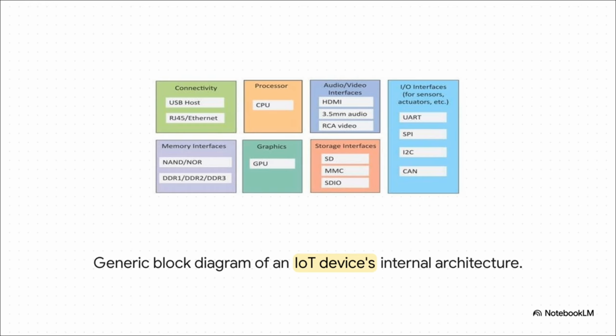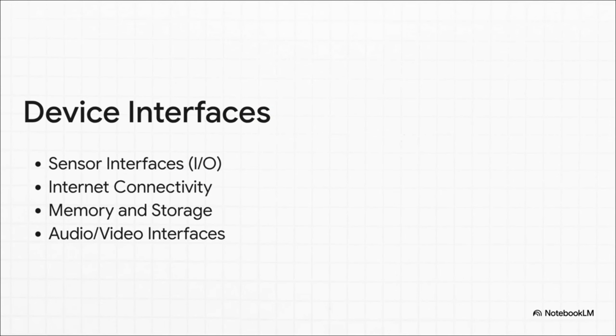Whether it's a smart thermostat on your wall or some massive industrial sensor, they all basically share this generic internal architecture. Let's break that down a bit further by treating these interfaces almost like biological organs. You have memory and storage interfaces kind of acting like the device's hippocampus to retain data. You have internet connectivity interfaces acting as the vocal cords to communicate out, audio and video interfaces if it needs to output media, and crucially, you have the sensor interfaces, which let it interact physically with its surroundings.